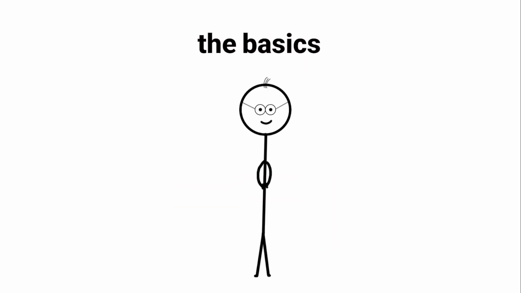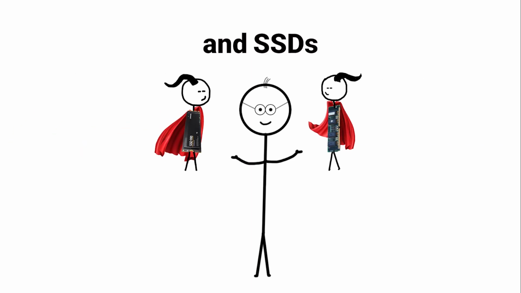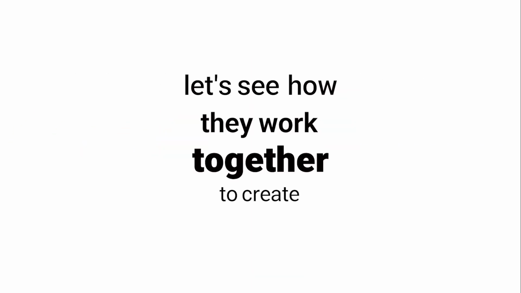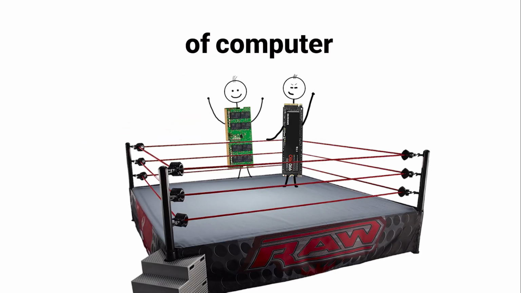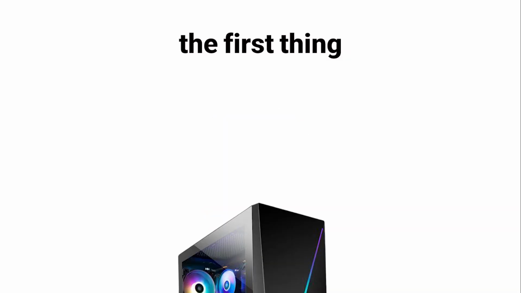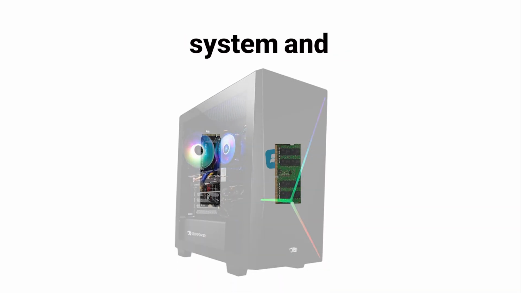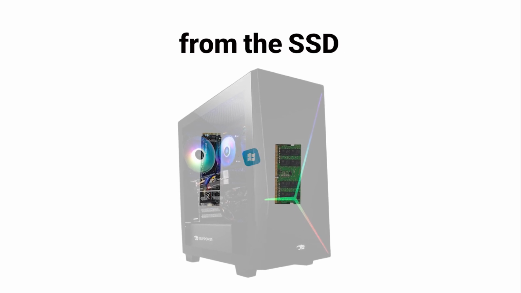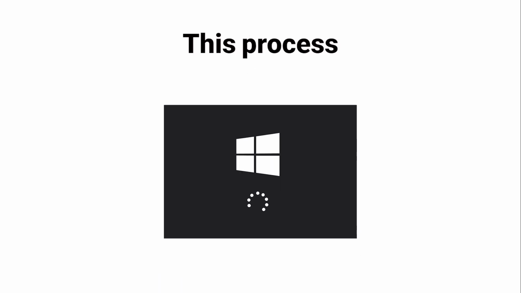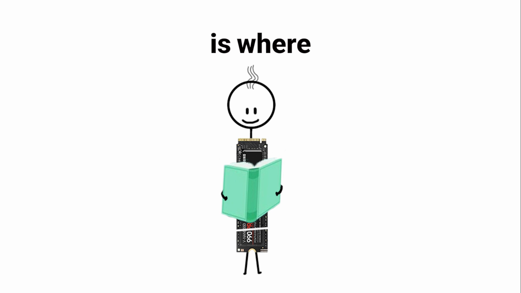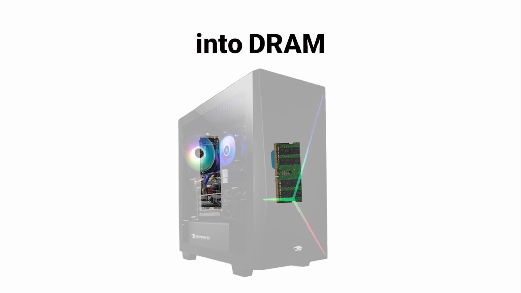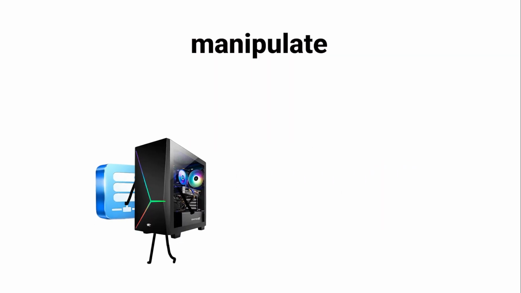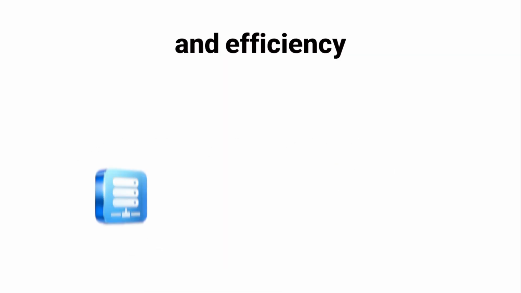Now that we've covered the basics of DRAM and SSDs, let's see how they work together to create the ultimate tag team of computer memory. When you power on your computer, the first thing it does is load the operating system and essential files from the SSD into DRAM. This process, commonly known as booting up, is where the SSD's lightning-fast read speeds really shine. Once the OS is loaded into DRAM, your computer can access and manipulate data with incredible speed and efficiency.